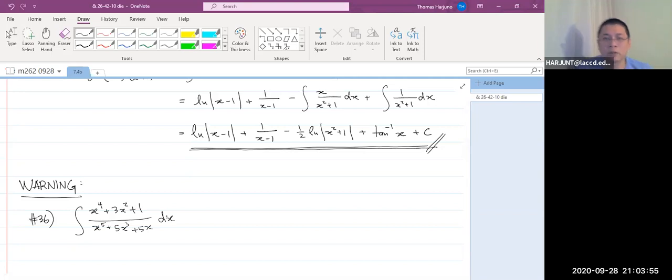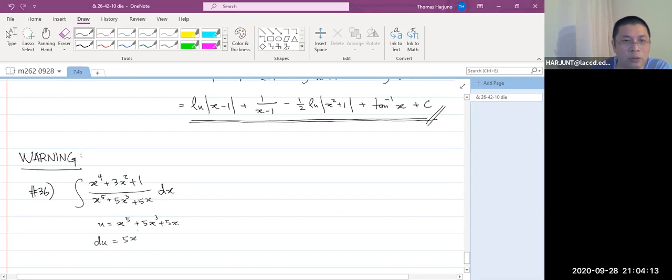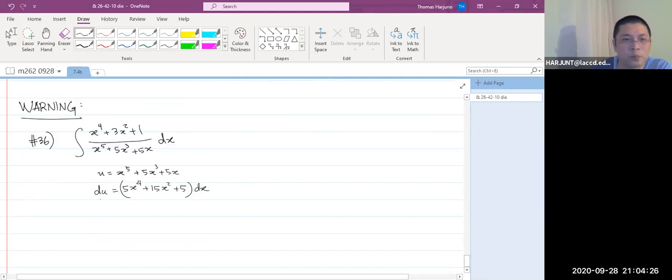Why do I say so? Because this can be done so easily by simple substitution. Let u equal x to the 5th plus 5x cubed plus 5x. du is 5x to the 4th plus 15x squared plus 5 dx, which if I factor out the 5, I get the term on the numerator.